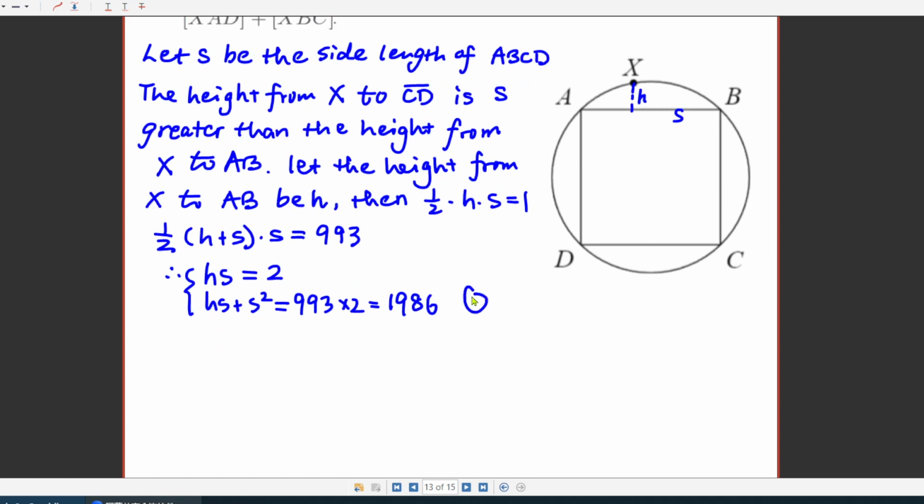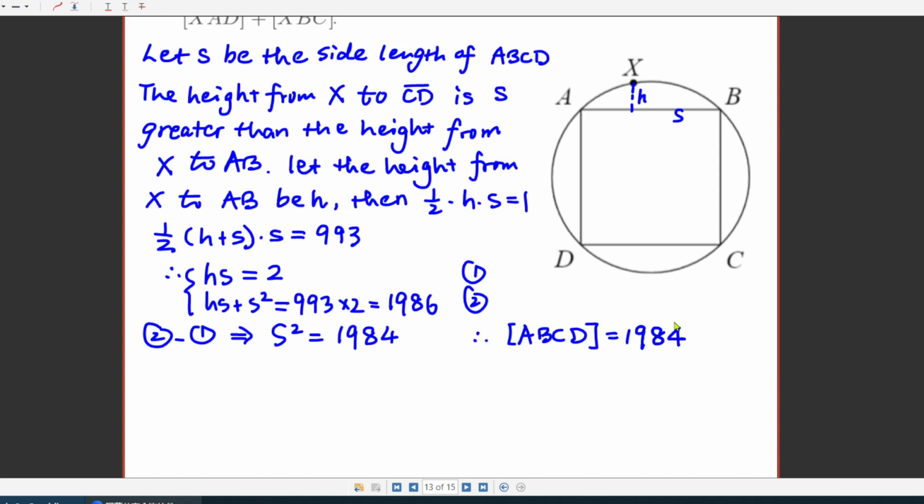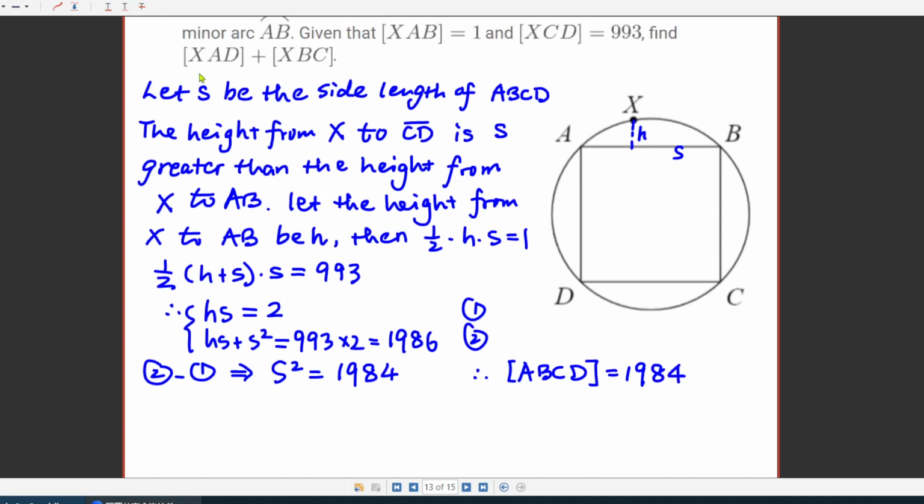And then we can use equation number 2, subtract equation number 1. This gives us S squared equals 1984, right? Which gives us the area of the square, which means the area of ABCD is actually 1984. And we want to find the sum of the areas of XAD and XBC.